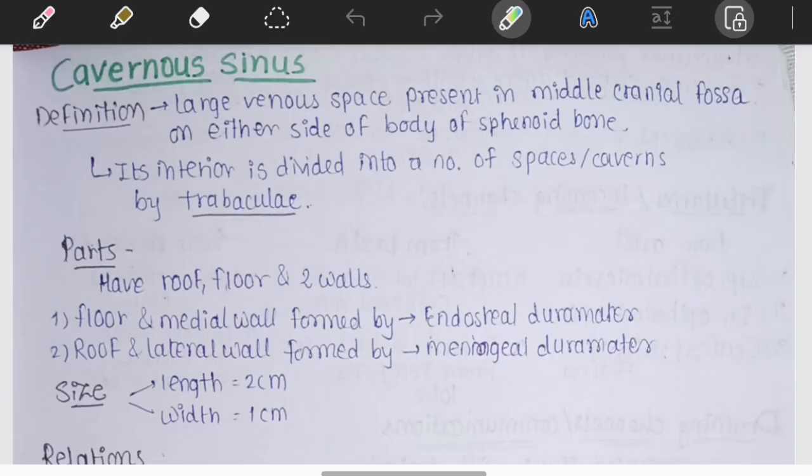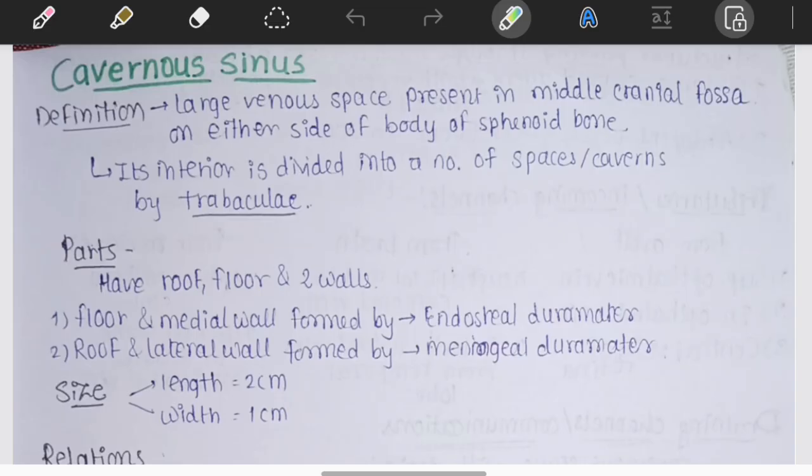Examiners also love asking what is the cavernous sinus, its relations, the structures passing through it, and why cavernous sinus thrombosis occurs. Let's see, where does blood from the brain go? The brain has veins, but unlike veins elsewhere in the body, they don't immediately drain into large veins. Instead, they empty into dural venous sinuses.